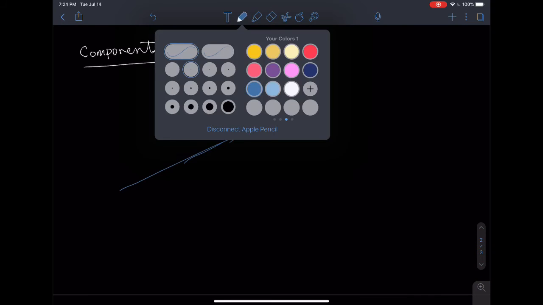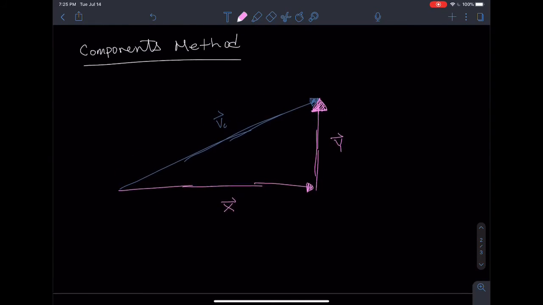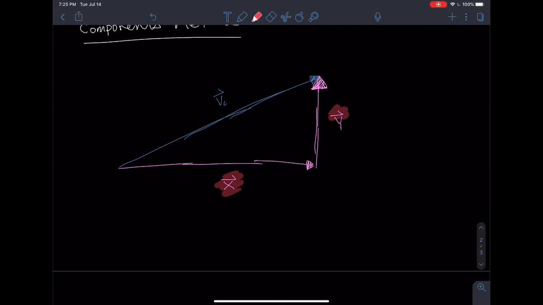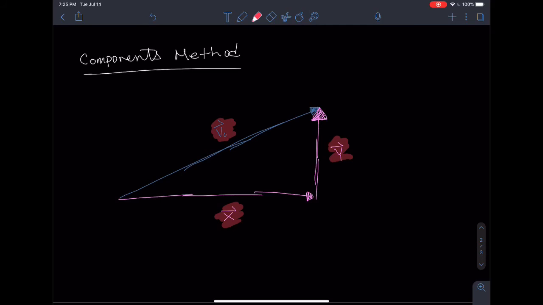Let's switch over to this pink color. This is the vertical component of the vector, so we can call this Y. Then there's also a horizontal component of the vector, and it looks something like this. We can call this X. So this X here and this Y here are the two components that make up vector C. So we have X and Y to form the vector that we see here.